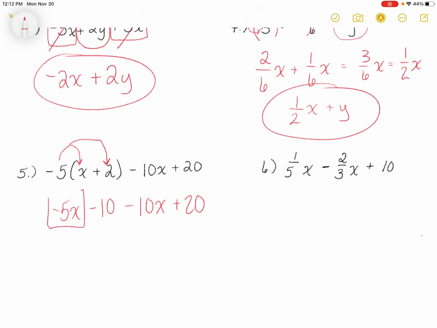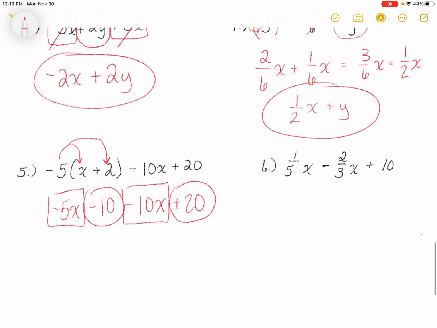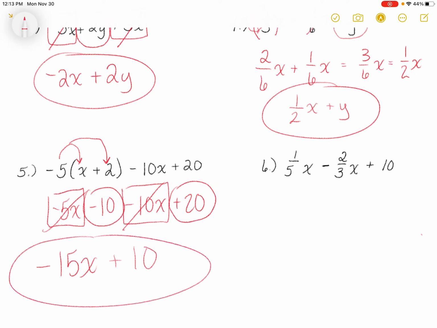Now I can work to combine my like terms. In this case, I'm combining negative 5x and negative 10x. Negative 5 plus negative 10 is negative 15x. Next, I have to combine my constants. Negative 10 plus 20 is 10. So my simplified expression is negative 15x plus 10.